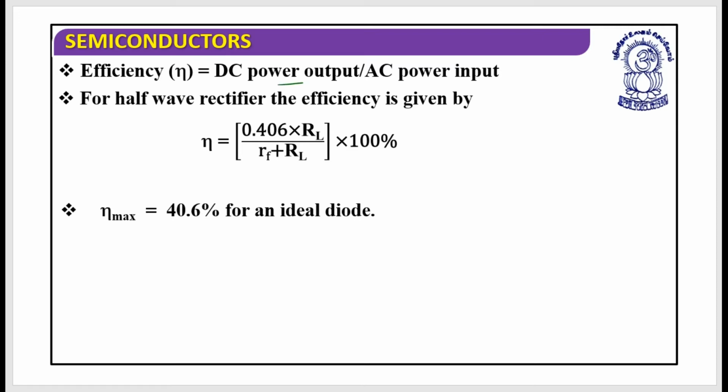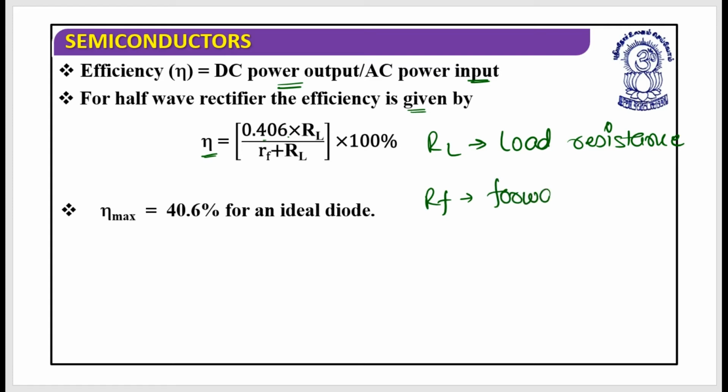Now efficiency, or the DC power output divided by AC power input. For a half wave rectifier, efficiency is equal to 0.406 multiplied by RL divided by (RF plus RL), multiplied by 100. This RL is the load resistance, and RF is the forward bias resistance of the diode.